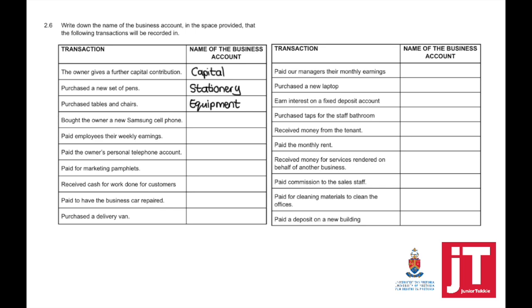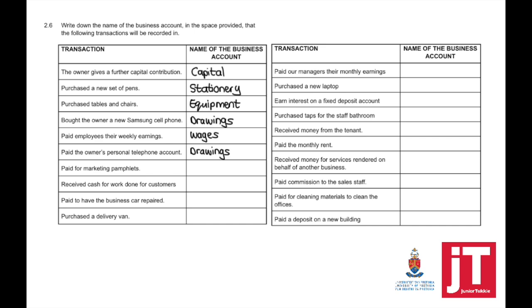Bought the owner a new Samsung cell phone. Now, when it talks about the owner that's got a new cell phone, it means this will be shown as drawings. Anything that the owner takes for personal use is shown as drawings. Paid employees their weekly earnings. Weekly earnings is regarded in accounting as wages. Paid the owner's personal telephone account. Again, this talks about personal telephone account. This is shown as drawings.